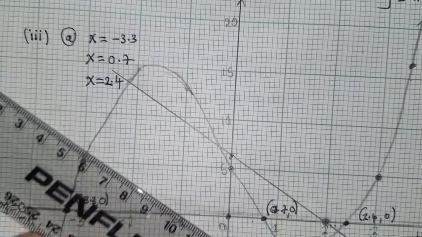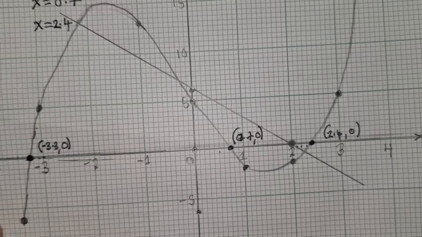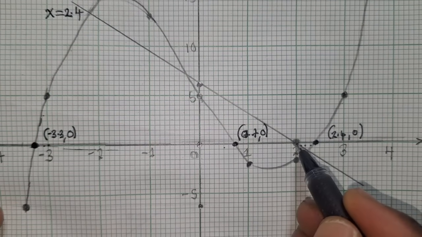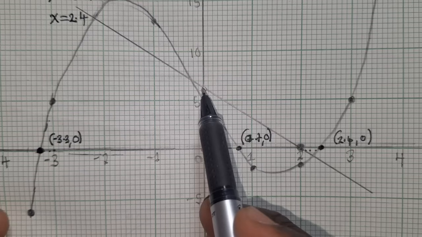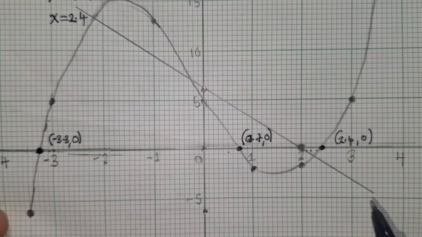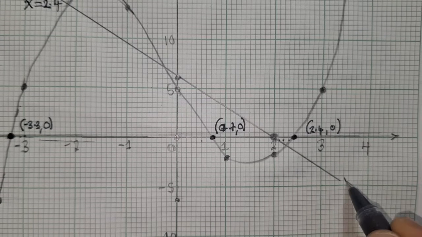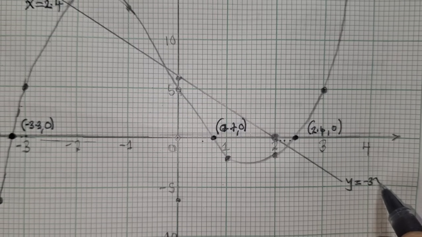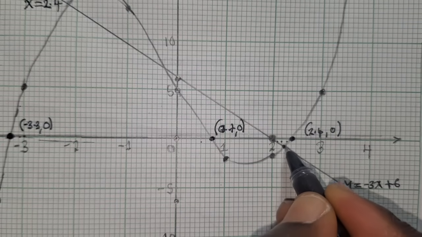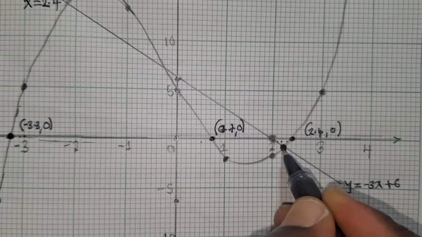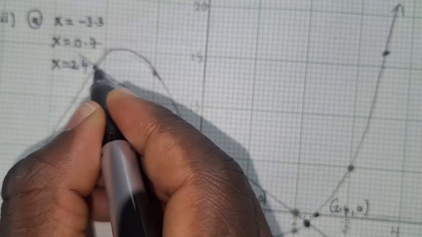So this is how it will look. So I've joined. I'll even indicate that you see it's passing at (2, 0), and it's also passing at (0, 6). So you join. Before you actually do that, indicate that this is y is equal to negative 3x plus 6. Your interesting points will be where this line is meeting the graph. It's here. Where else? It's right here. Where else? It's over here.